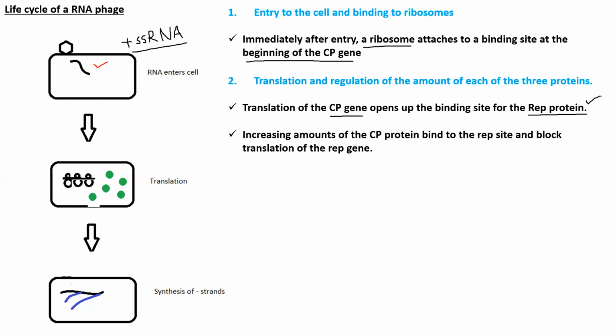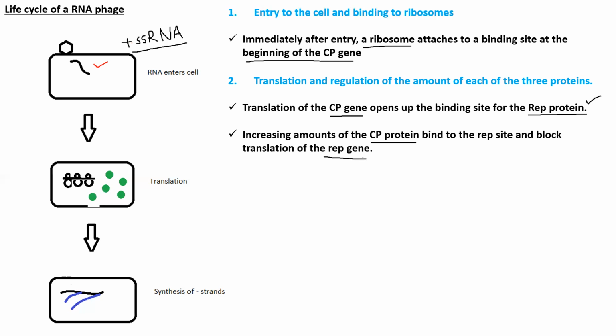But after some time, increasing amounts of the coat protein bind to the rep site and block the translation of the rep gene. So you would say that initially only the coat protein would be made. Yes. Rep protein and A protein cannot be made because of the stem loop structure. Yes. But the translation of the CP gene, or formation of the coat protein, opens up the site for the rep protein as well in the RNA so that it can also be translated and made.